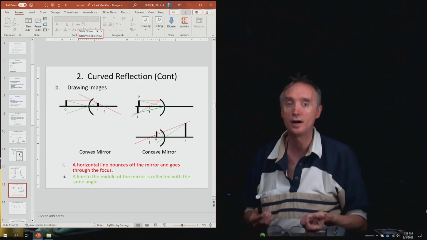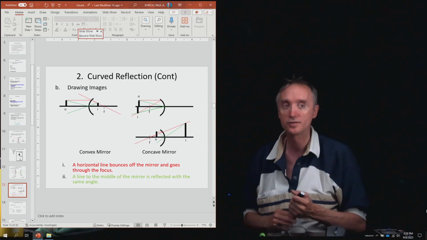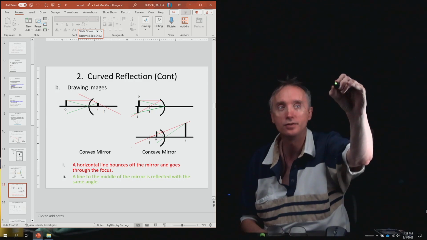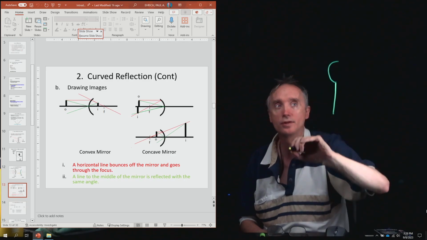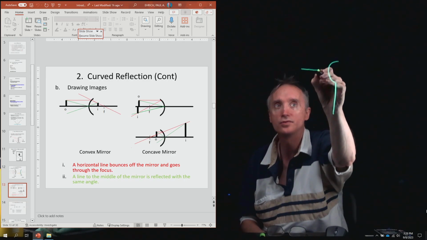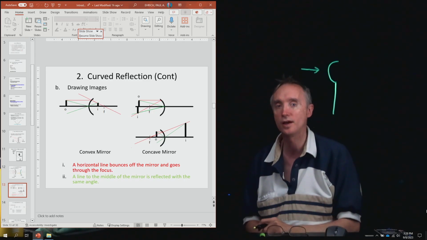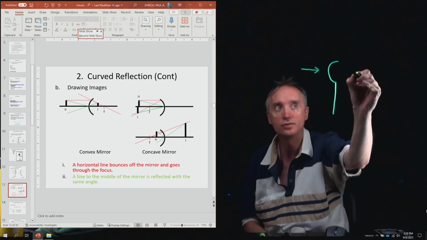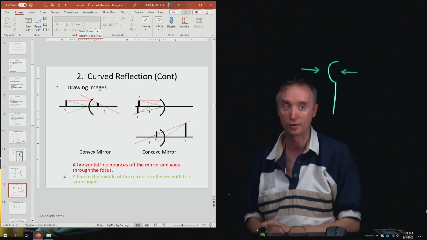You can go out and buy a convex mirror and a concave mirror, or you can get a spoon. If you have an ordinary spoon, you'll notice that it's going to be shaped something like this. So if you're looking into the spoon in this direction, you're looking into a convex mirror. If you're looking into the spoon in this direction, you're looking into a concave mirror.